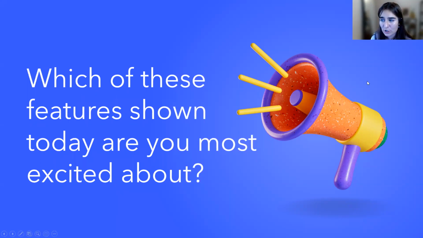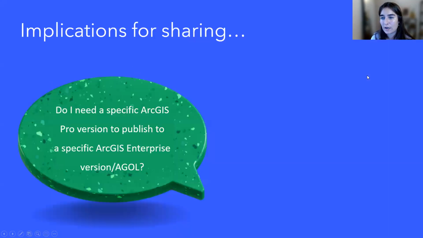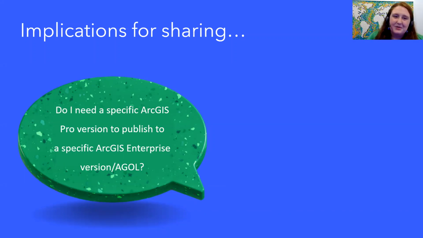So before we finish off, there are a few common questions that we just wanted to go over. These might answer questions that have remained. So I'm going to pass things over to Maggie. Yeah, so we've gone over what's new, and we do know that some people will still have questions about specifically the collaboration aspect and sharing with ArcGIS Pro 3.0. So the first question we've identified is, do I need a specific version of ArcGIS Pro to publish to a specific version of Enterprise or ArcGIS Online?